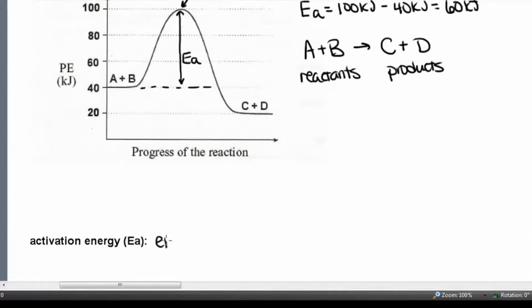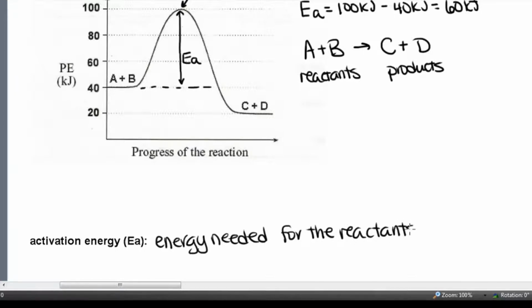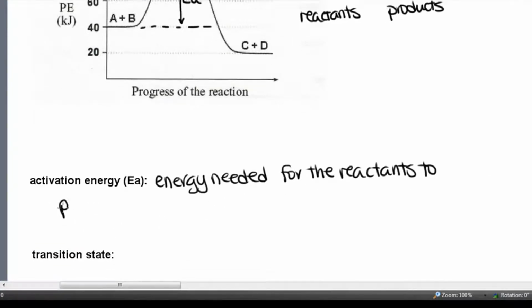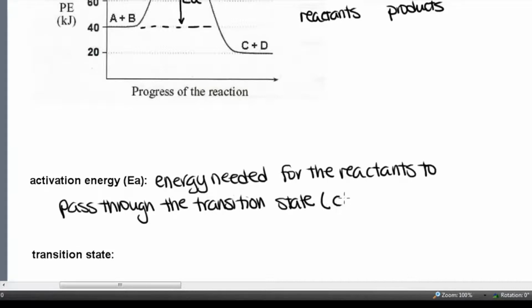Activation energy. The energy needed for the reactants to pass through the transition state for this collision to occur, and thus the breaking and forming of bonds.